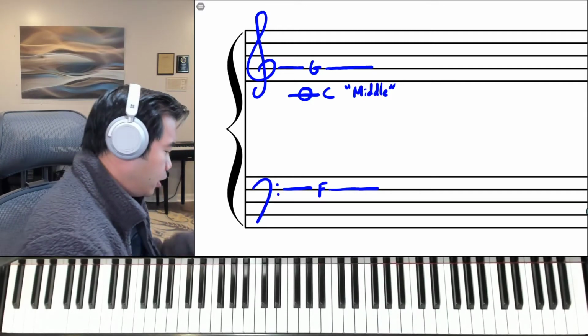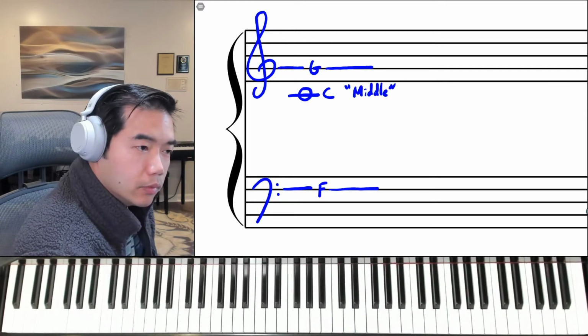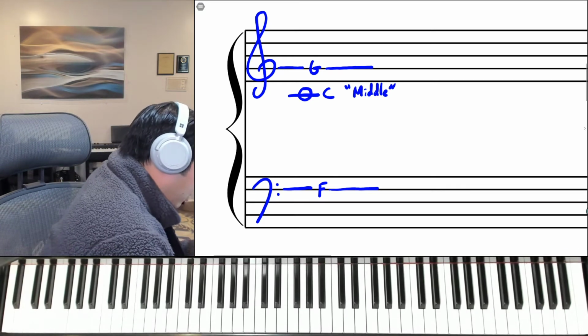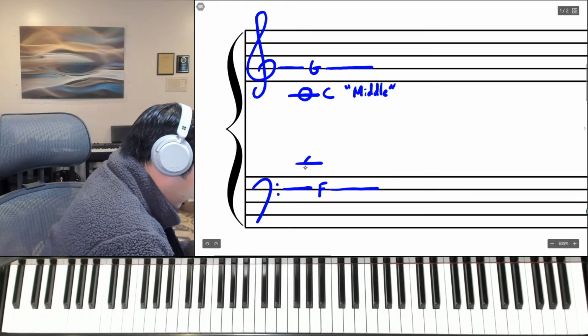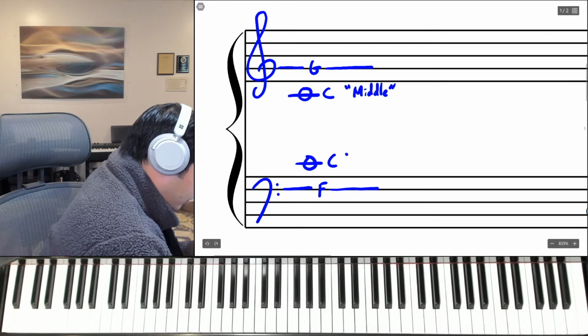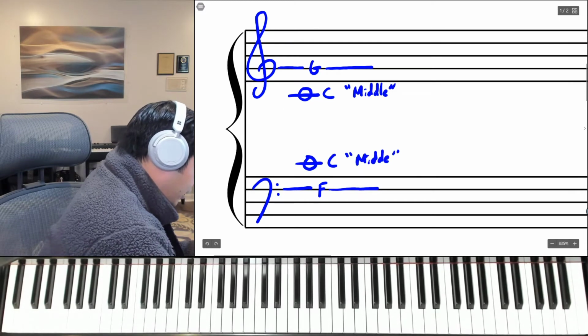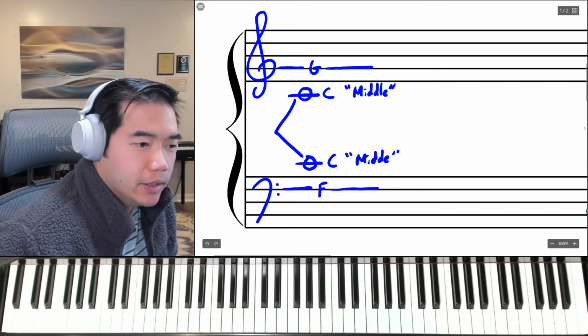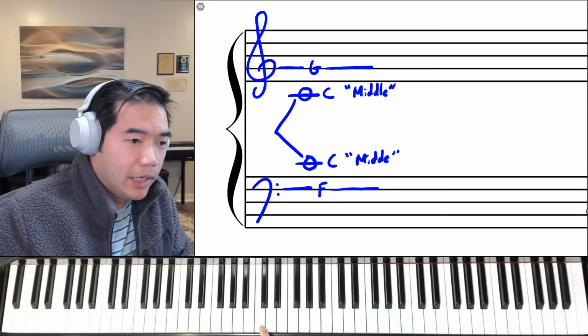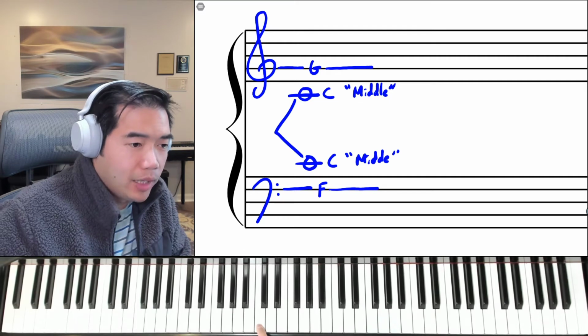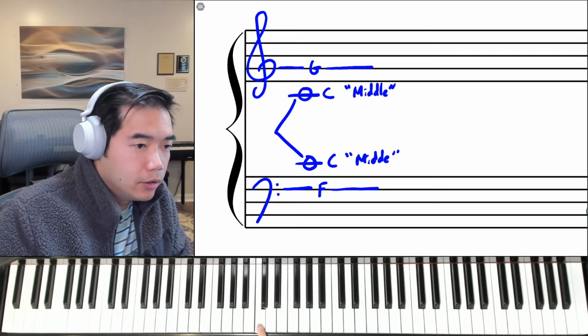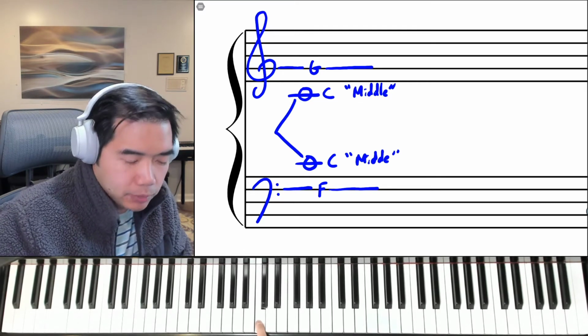Okay. So follow so far? Okay. Now, the bass clef also has a middle C, and it looks like this. These two C's are exactly the same C on the piano. They represent the C closest to the middle of the piano, this C right here. This C is middle C.